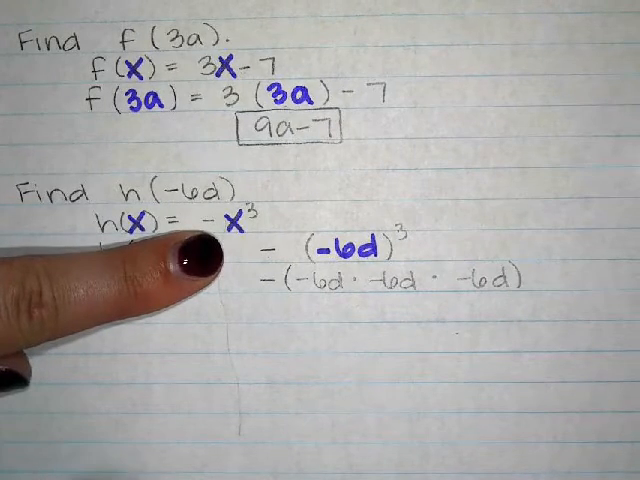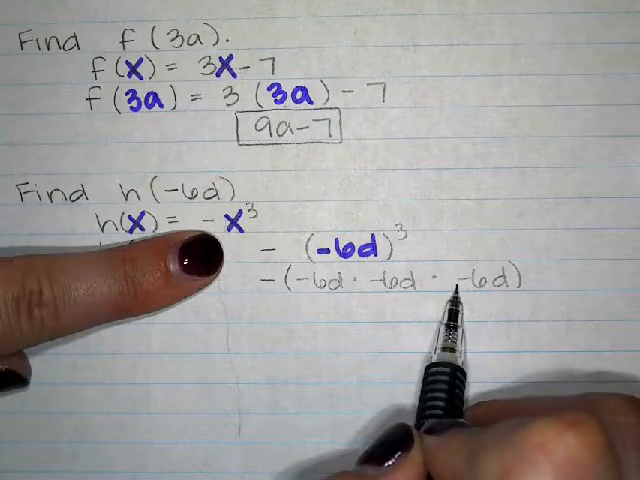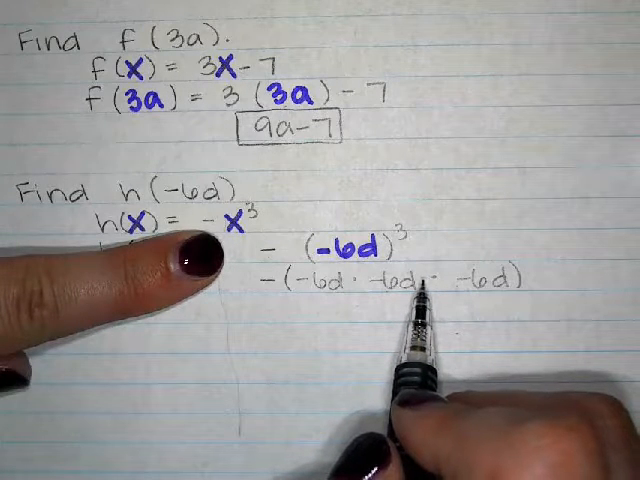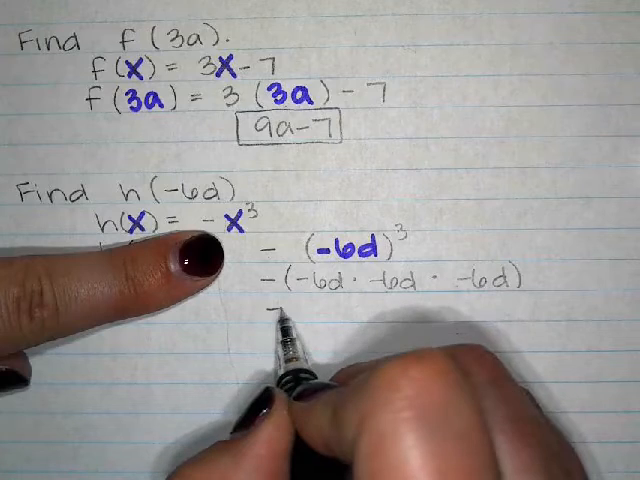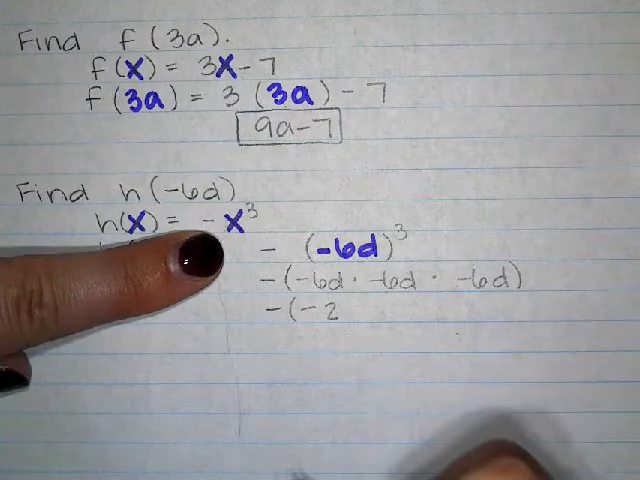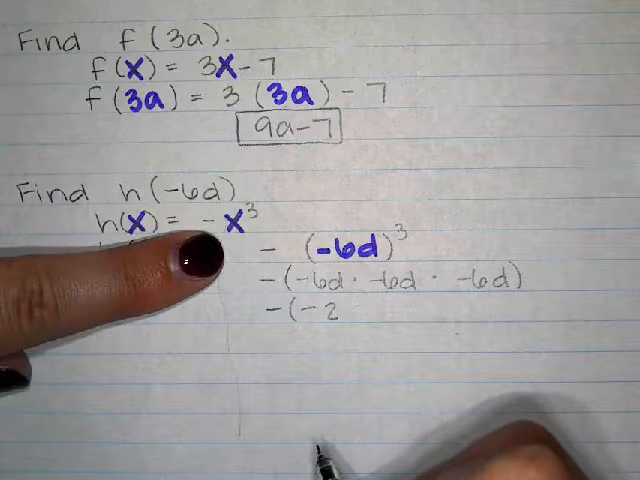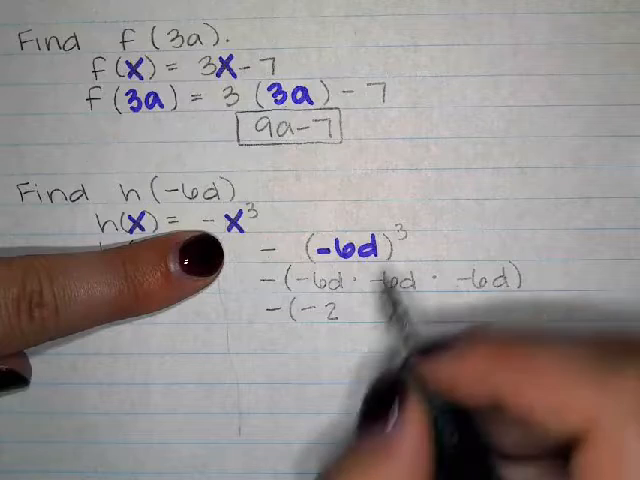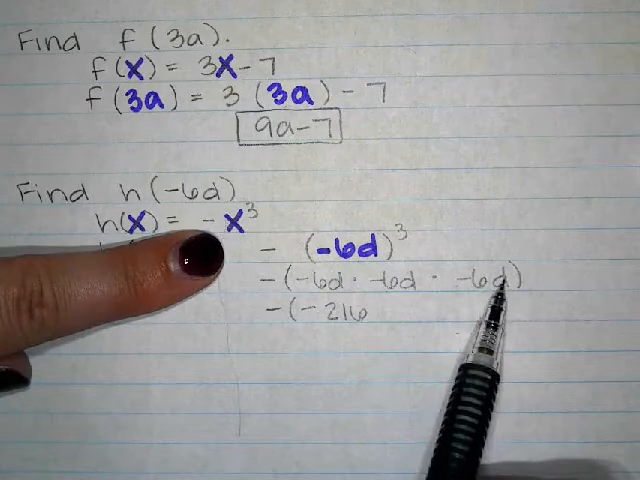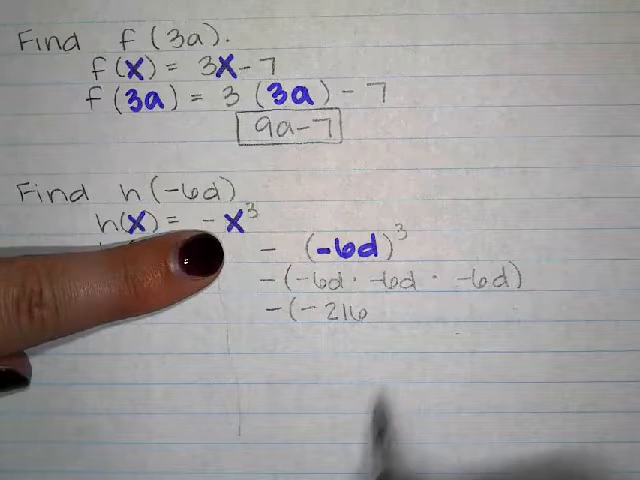So what do you get if you do negative 6 multiplied by negative 6 multiplied by negative 6? Negative 200. You guys all have calculators. What's 6 times 6 times 6? 216. And then what is d times d times d? D cubed, yeah, d to the third.